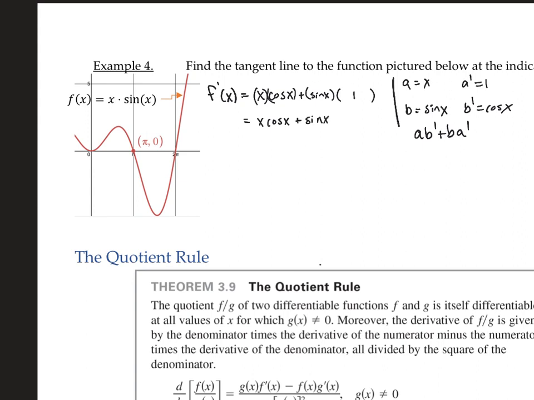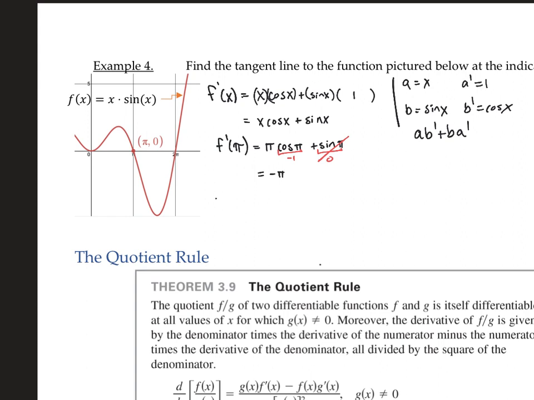And there's no way to factor that or return it to the original form, but I'm just finding the derivative on the way to finding a tangent line. So I don't really need to worry about simplifying our algebra. I just need to go ahead and plug in pi. So pi cosine of pi plus the sine of pi. Now you should know that the cosine of pi is -1 and the sine of pi is 0, so that whole second term is gone, and I end up with just -pi.